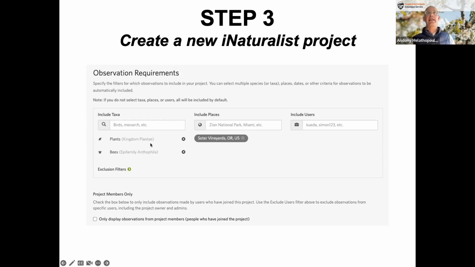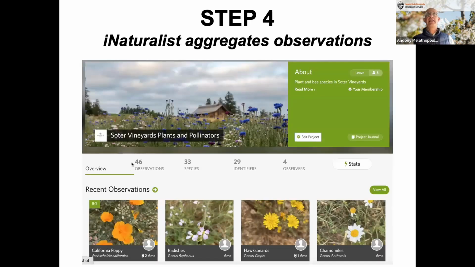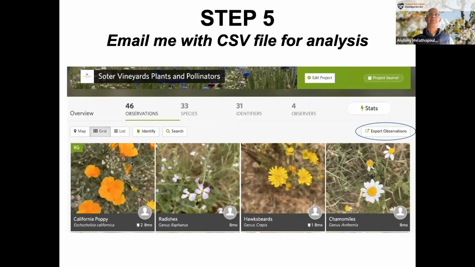What I do here is set this up to include only plants and bees. If you're interested in frogs or butterflies, you could make this much broader, but for our purposes, we're looking just for the plants and the bees. As soon as you've got that all set up, anytime you, a worker, or a visitor at your farm stand takes an image, it'll aggregate up, and automatically over time you'll create a really robust species list for your small farm.